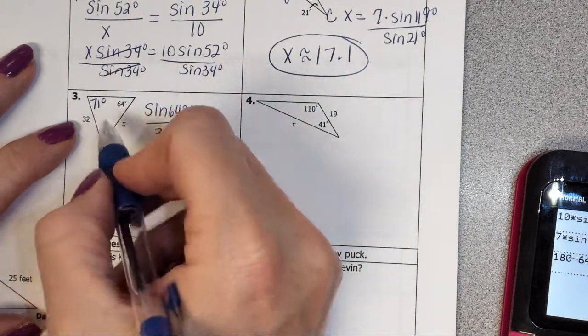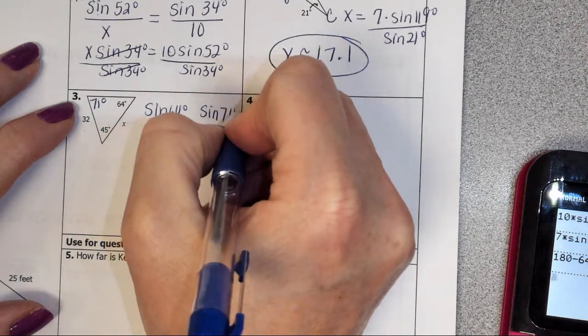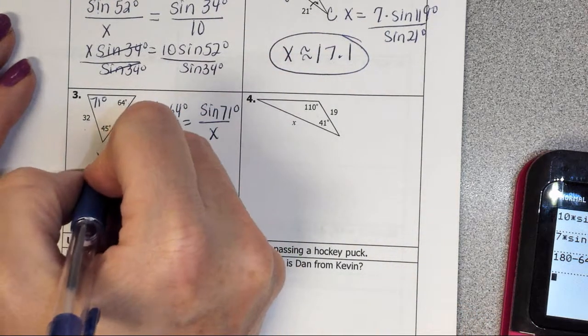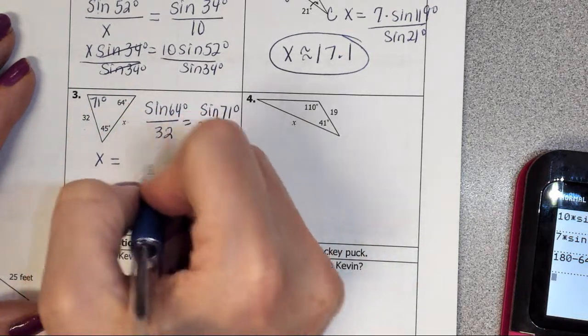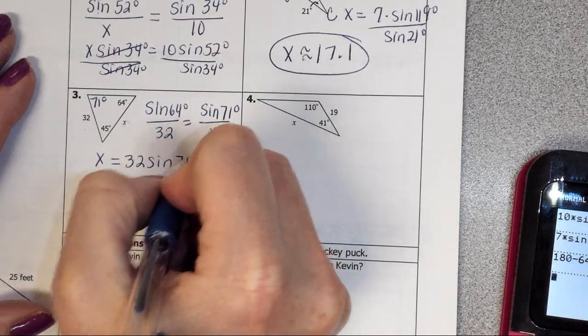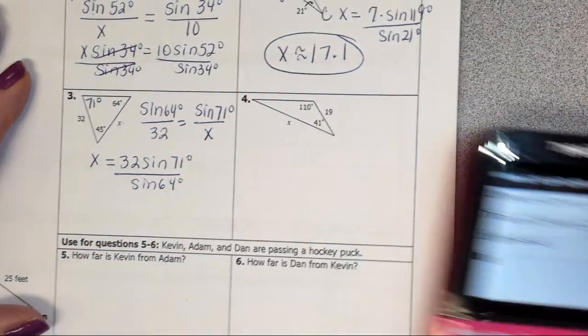Sine of 64 over 32 equals the sine of 71 over x. And doing it all in one step, it would be x equals 32 times the sine of 71 degrees divided by the sine of 64 degrees.